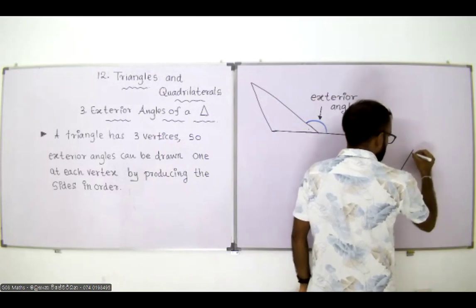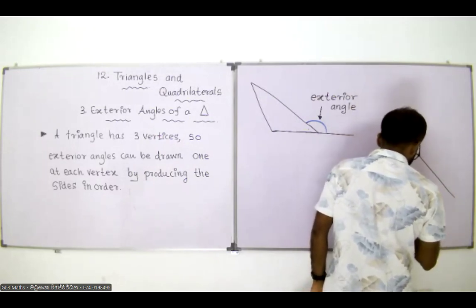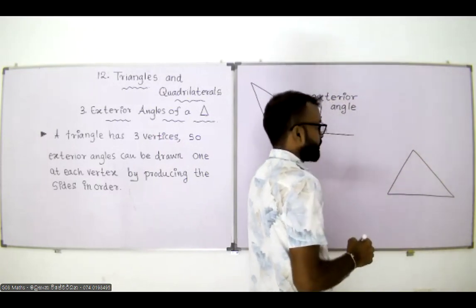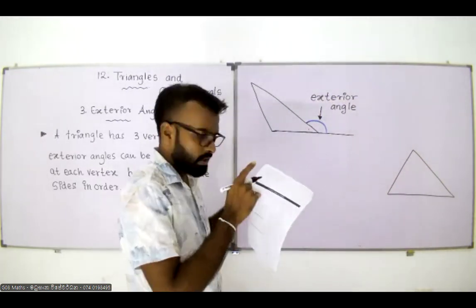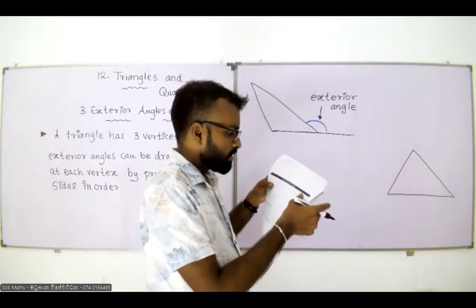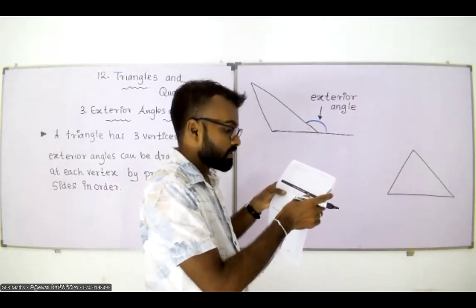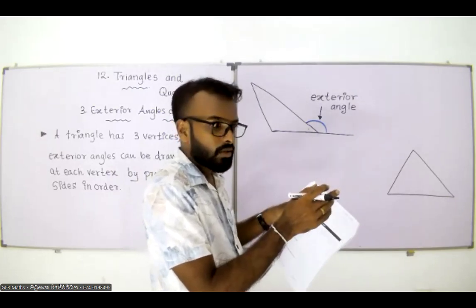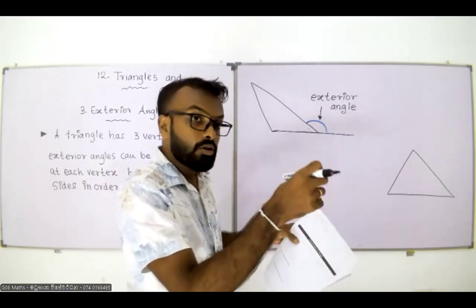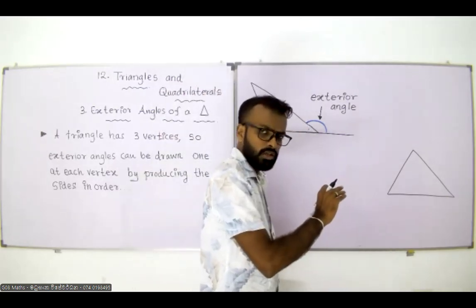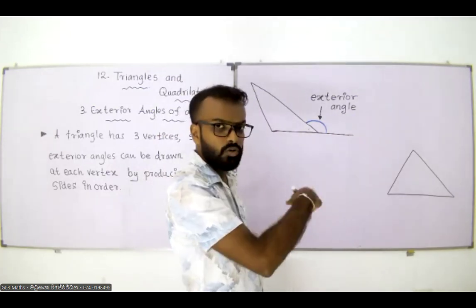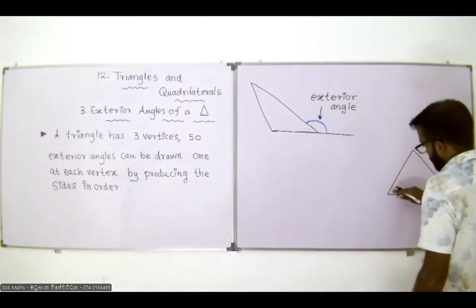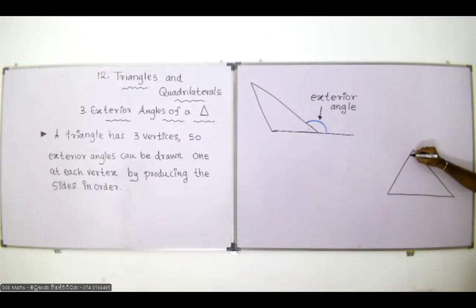I will explain this figure for you. Now, as I told you in the beginning, a triangle has three vertices. Three exterior angles can be drawn, one at each vertex, by producing the sides in order. I'm going to choose an order. I will choose the right hand side, so I will choose this side and I will extend this side.